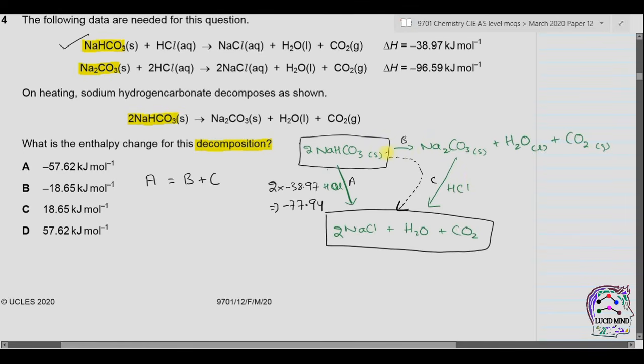B is something that we have to find out. C is also given in the question: sodium carbonate plus 2 HCl gives minus 96.59. So C is minus 96.59. Just putting the values that we have, minus 77.94 is equal to B plus minus 96.59.